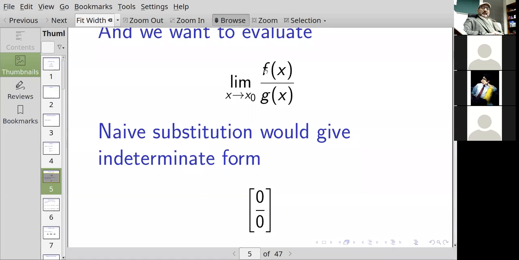Okay. Now, L'Hopital's rule is a way of, not always, it can't always help you, but many times it can help you when you get a form like this. Okay.